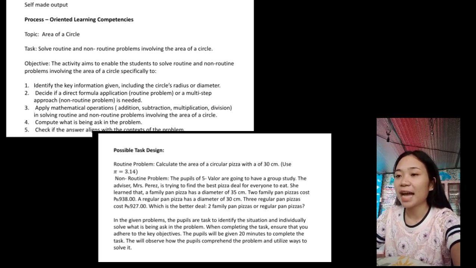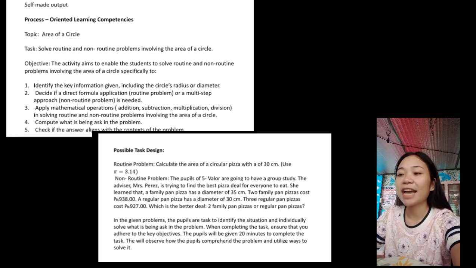So my possible task design for this POLC, or process-oriented learning competency. I have here a routine problem. Calculate the area of a circular pizza with a diameter of 30 cm. Use pi equals 3.14. And I have here also the non-routine problem.